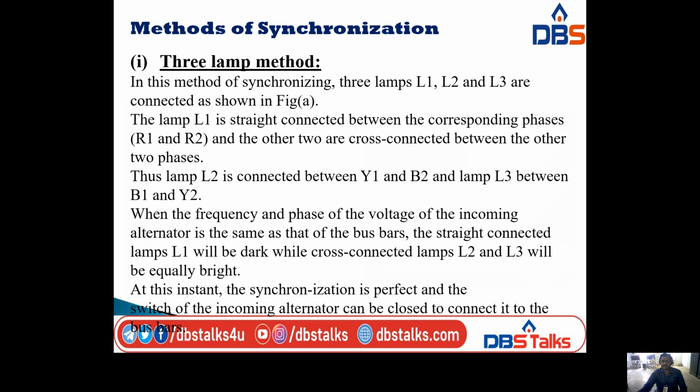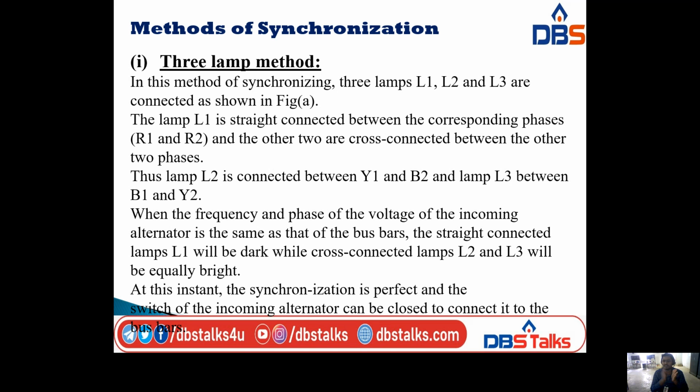Like that the lamps are connected. When the frequency and phase of the voltage of the incoming alternator are the same as that of the bus bars, the straight connected lamp L1, which is connected between the phases R1 and R2, will be dark, while the cross connected lamps L2 and L3 will be equally bright.